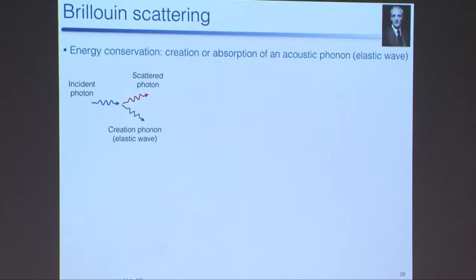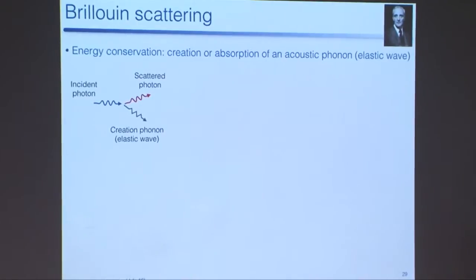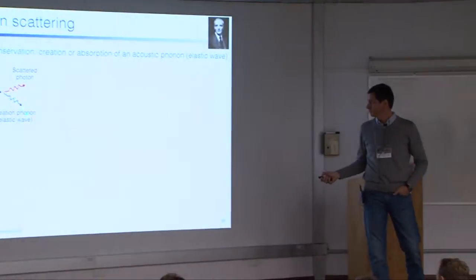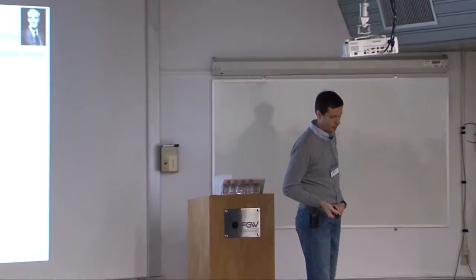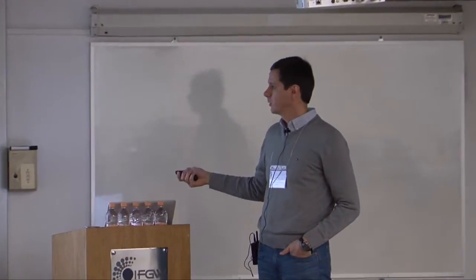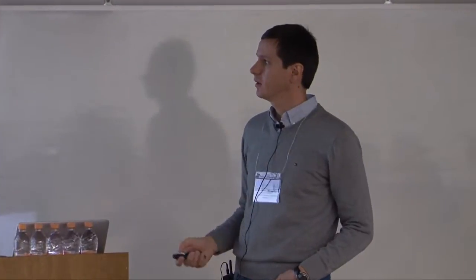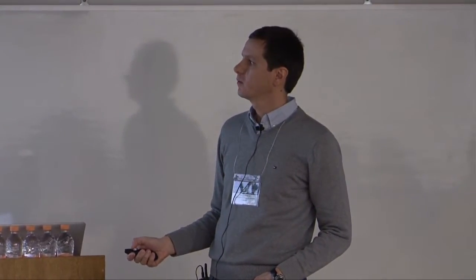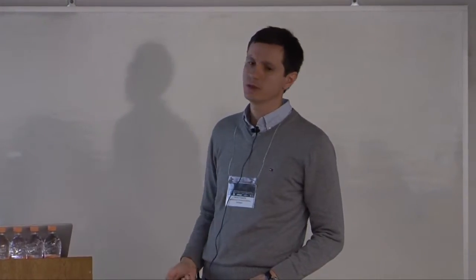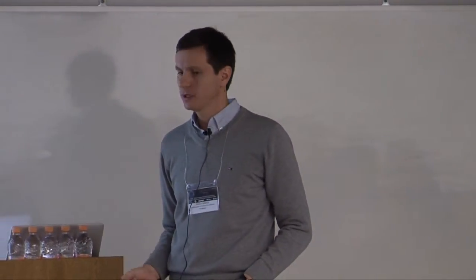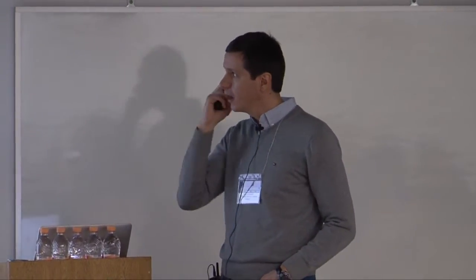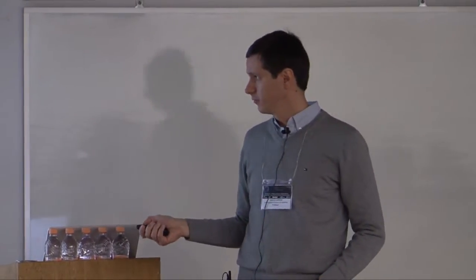So then let's talk about Brillouin scattering. Brillouin scattering is a process in which an incident photon is scattered into a scattered photon and generates, for example, a phonon. So if we look at the spectrum of light, we send a laser in at a certain frequency, and then we have a redshift signal at the frequency of the acoustic vibration.